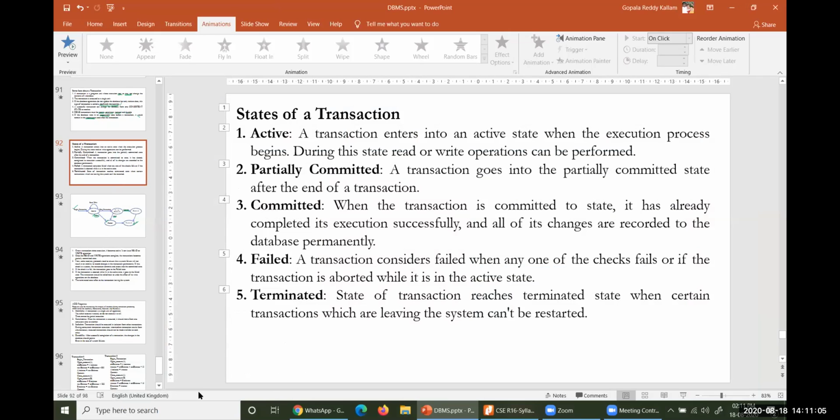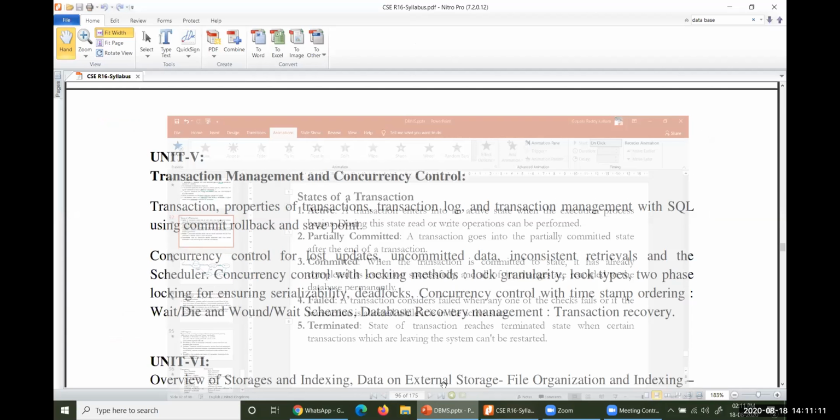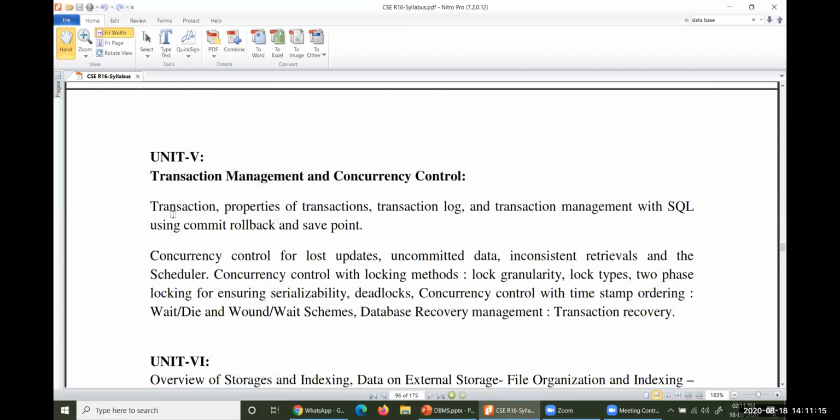So, good afternoon to everyone, and we have entered into unit number 5. And look at this, we have successfully completed what is a transaction in the previous class. In the previous session, we have completed this one.